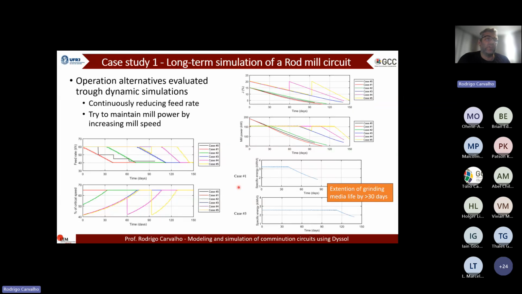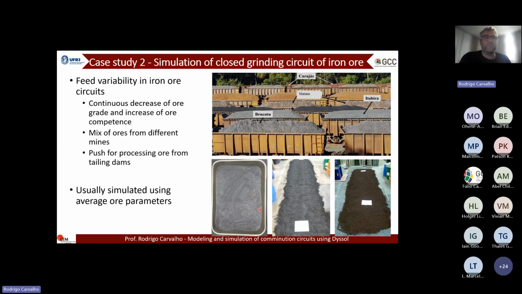Of course, the simulation is a nice toy because we can evaluate all those scenarios, and we've been able to extend the lifetime of the rods from 90 days up to more than 120 days, while keeping the product quality as constant as possible. But this was a nice case that I'd like to show you. The second case is the simulation of a closed grinding circuit of iron ore.